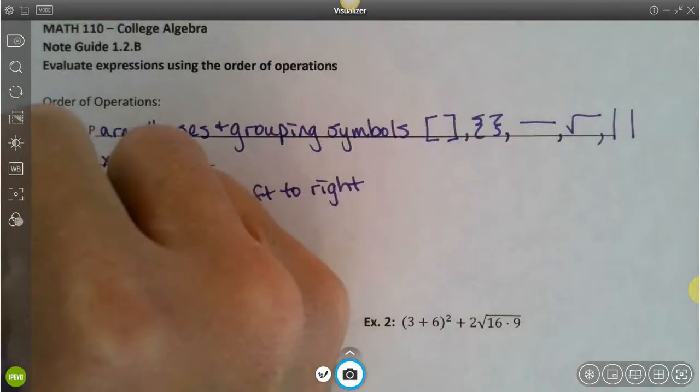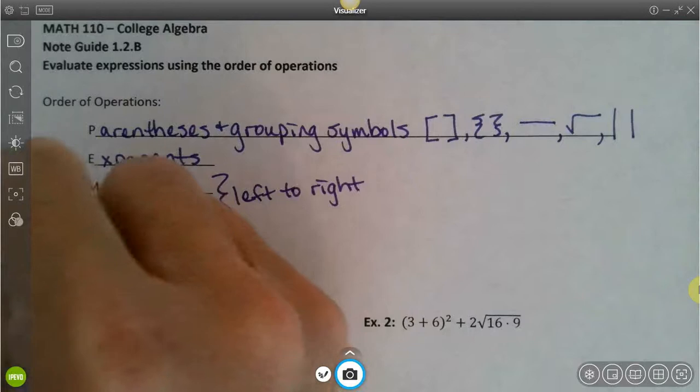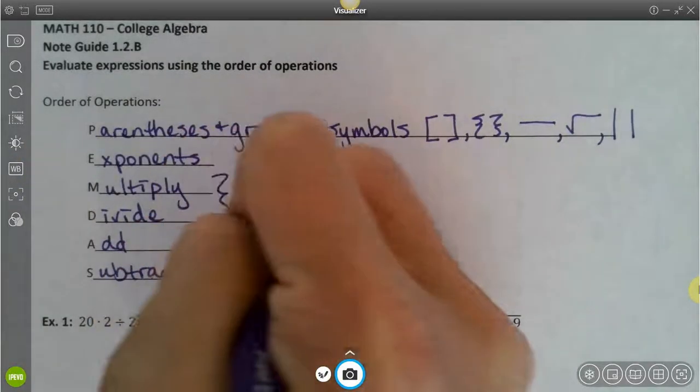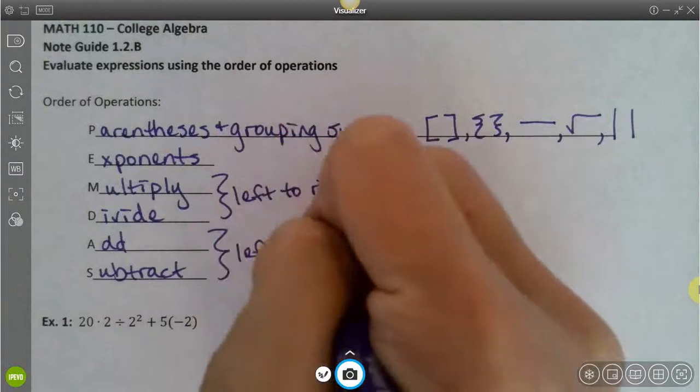And then A is addition and S is subtraction, and they work the same way. You take care of them left to right.